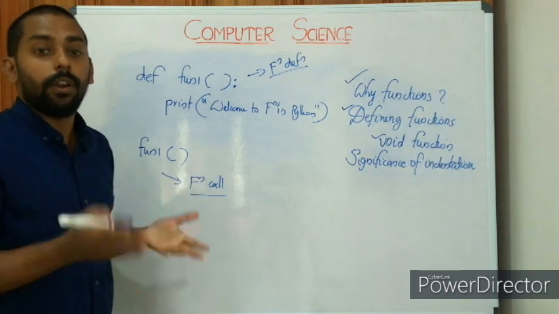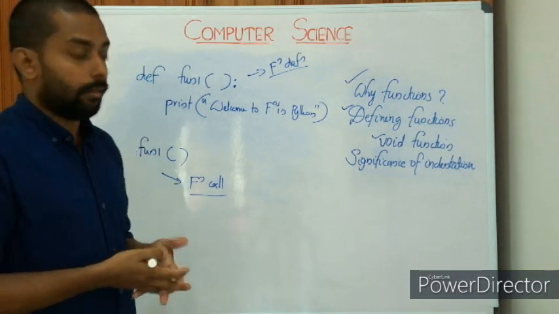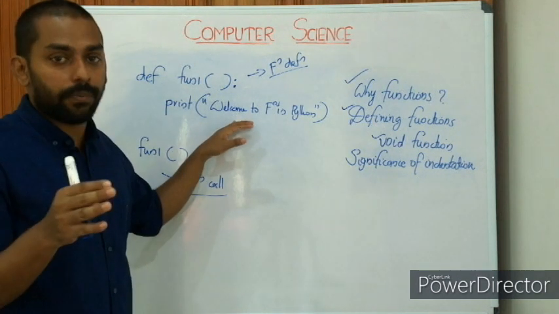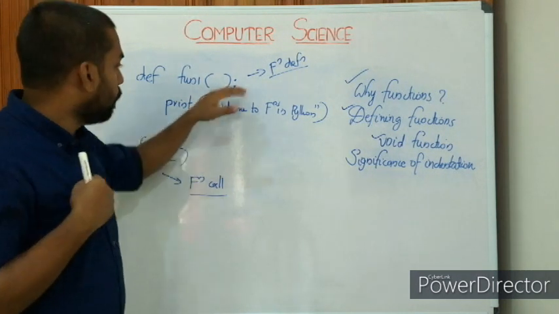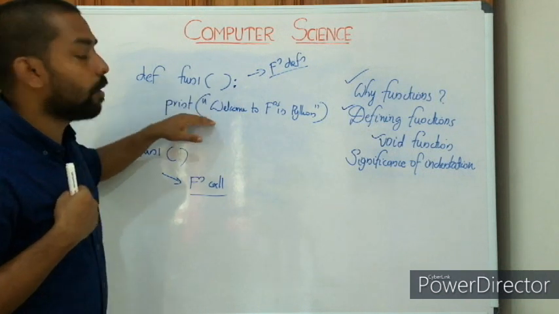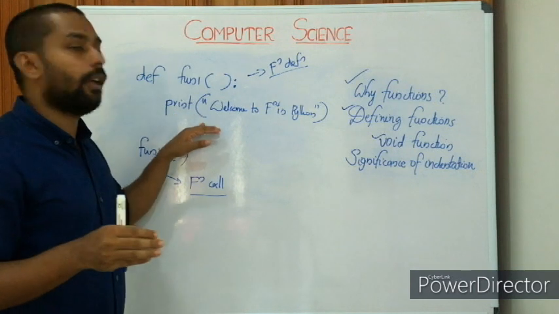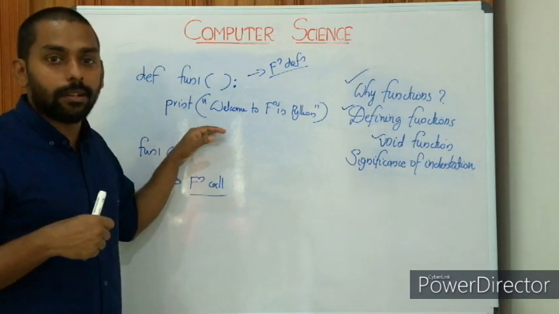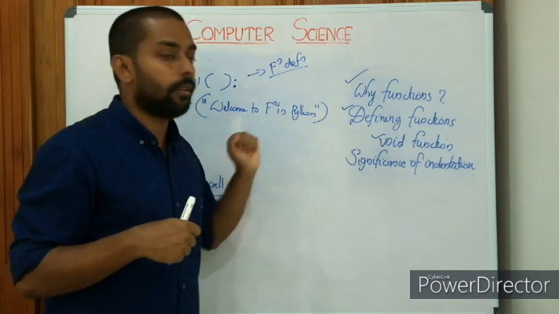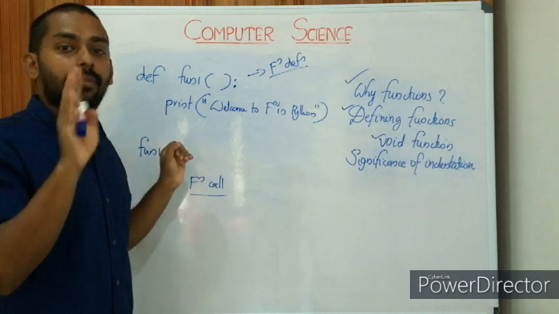Because what is a void function? What is the meaning of the term void? Void means null, nothing. A void function is a type of function which does not return any value. Here we can say fun1 does not return any value because it's very simple. We don't have any return statement, so we can call it a void function.